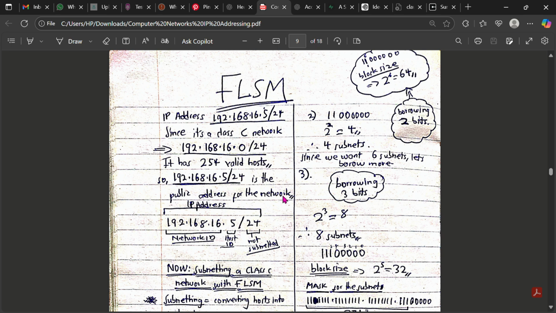192.168.16.54/24 is the address for the network. Since this is a Class C network, the first three numbers are for the network ID, and the last is the host ID.